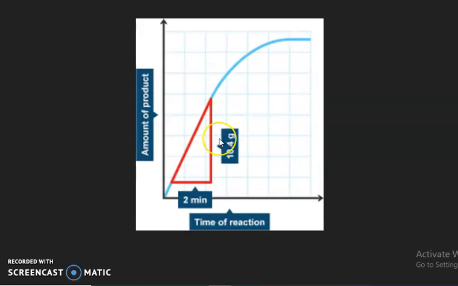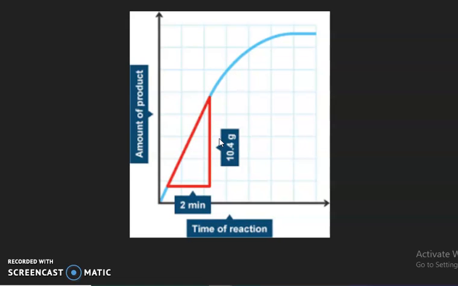Here, if we look at the rate of reaction equation, it is amount of product divided by time. So where is the amount of product? It is on the y-axis. And where is time? It is on the x-axis. So amount of product divided by time is the slope. Okay, it is the slope or gradient. That is, gradient in any case is the vertical axis divided by the horizontal axis, or y-axis divided by x-axis.